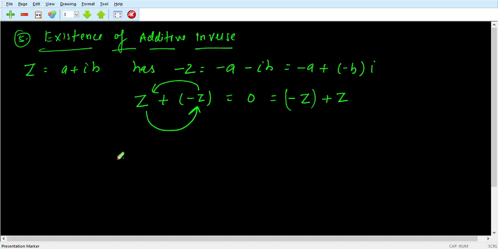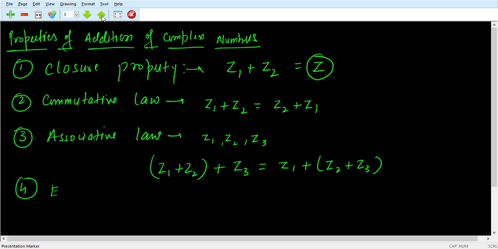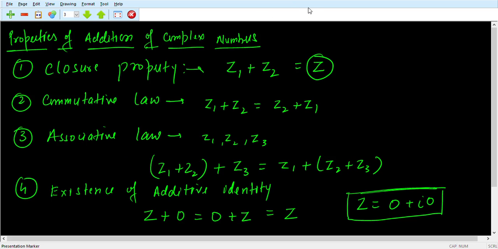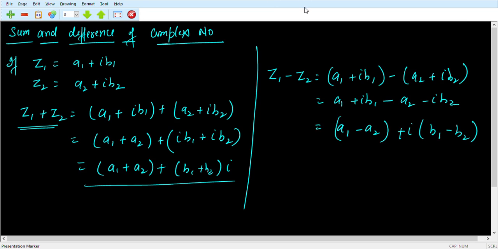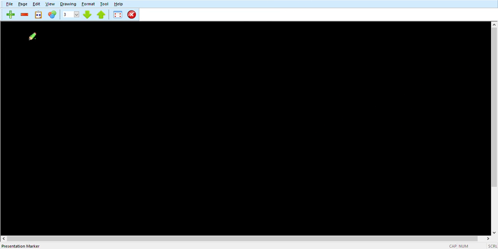Now our concept is to multiply two complex numbers. We are going to multiply two different complex numbers and see how we get the result. So the topic is product of complex numbers.